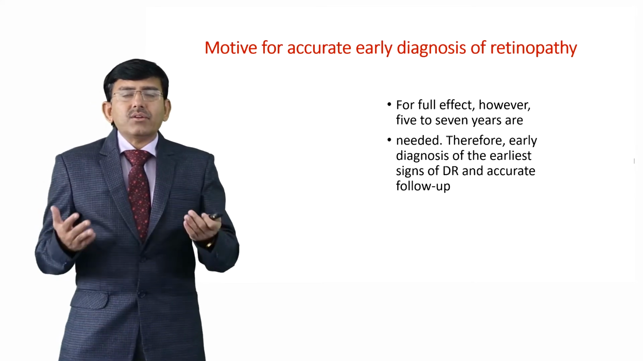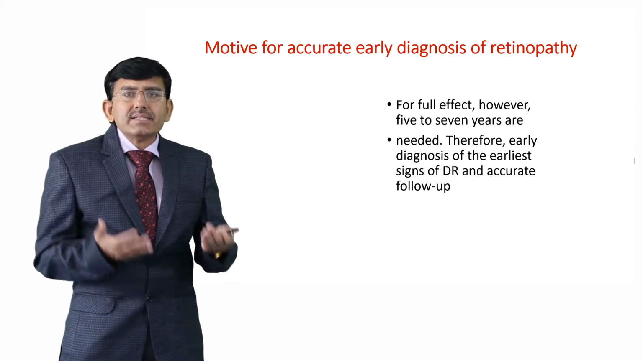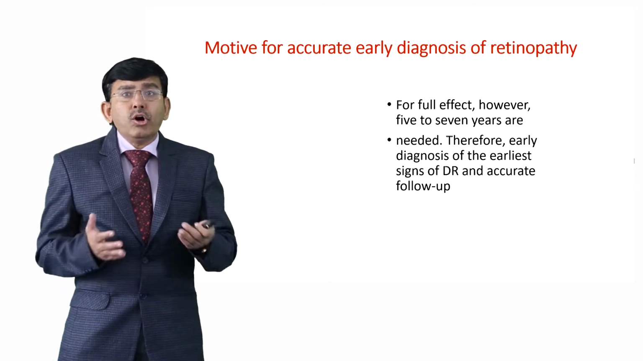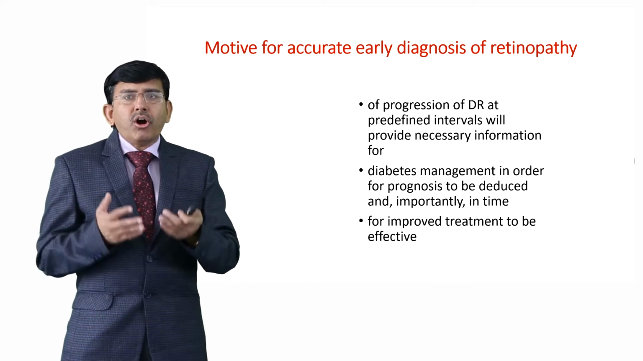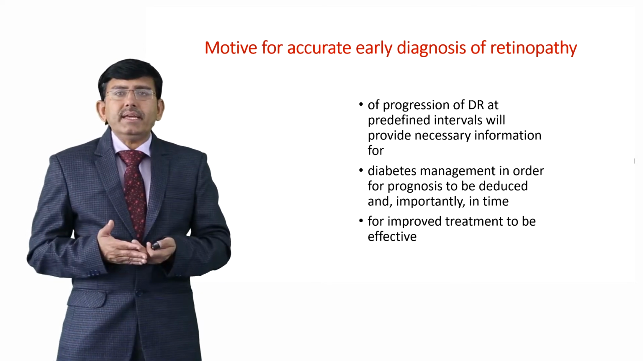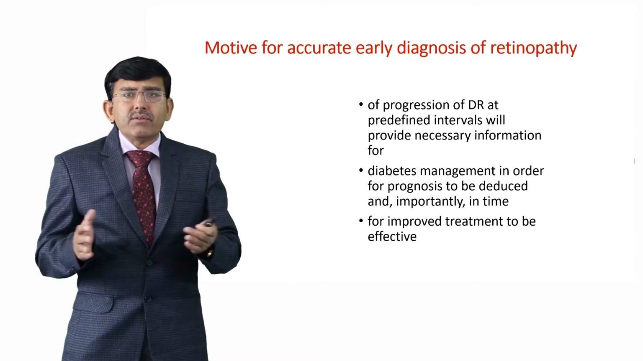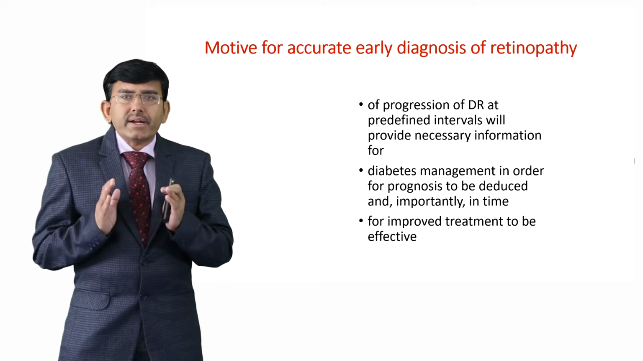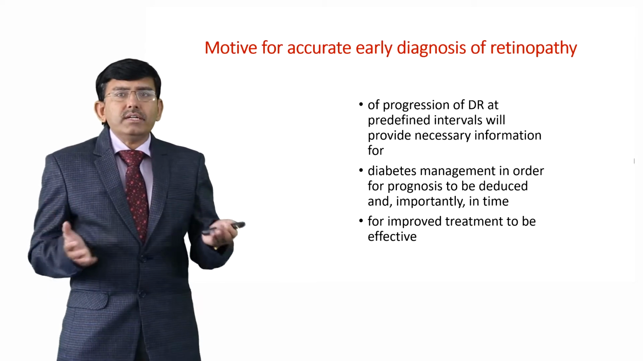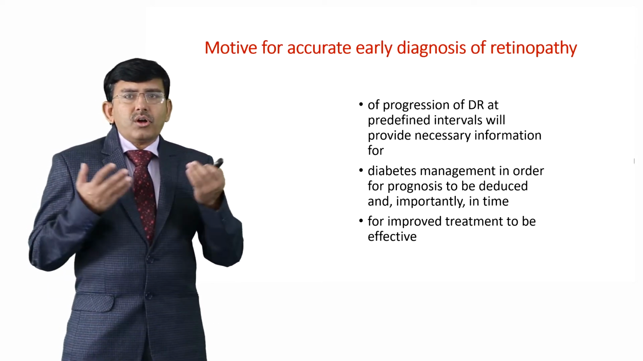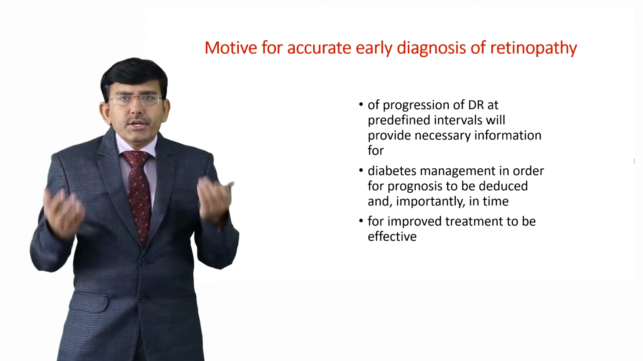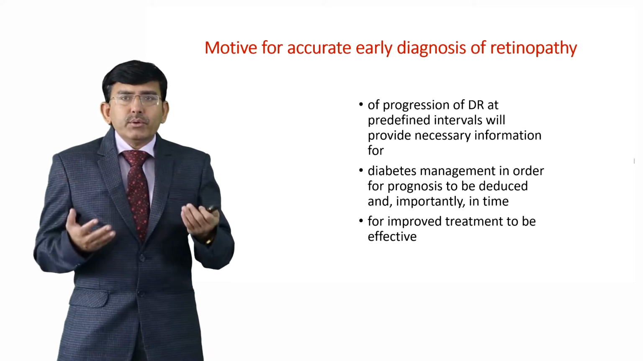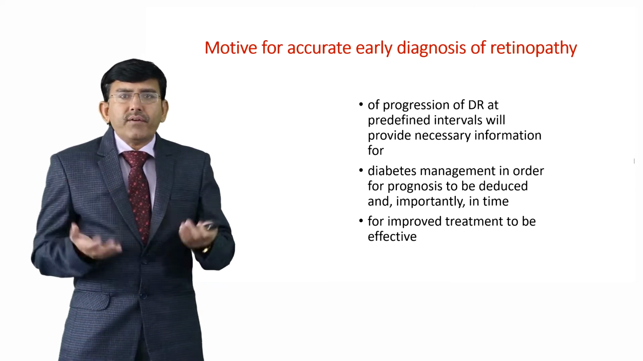Therefore, early diagnosis of the earliest sign of diabetic retinopathy and accurate follow-up of progression of the diabetic retinopathy at predefined intervals will provide necessary information for diabetes management, in order for the prognosis to be deduced and, importantly, in time for improved treatment to be effective.